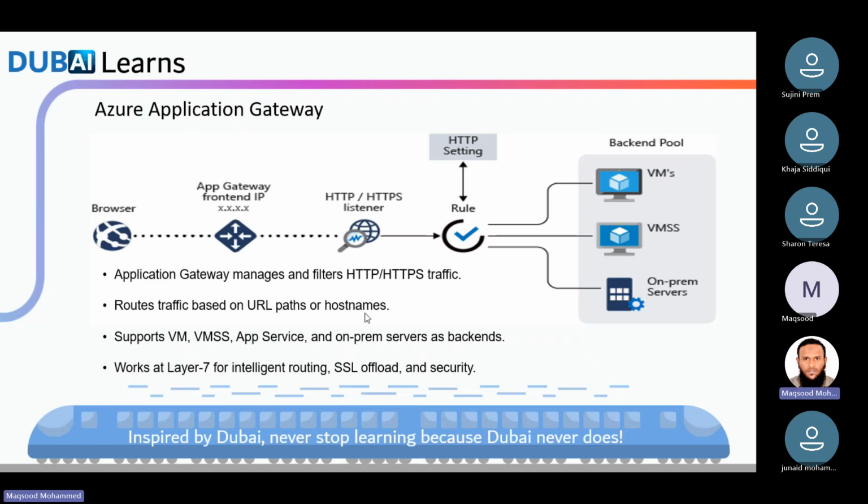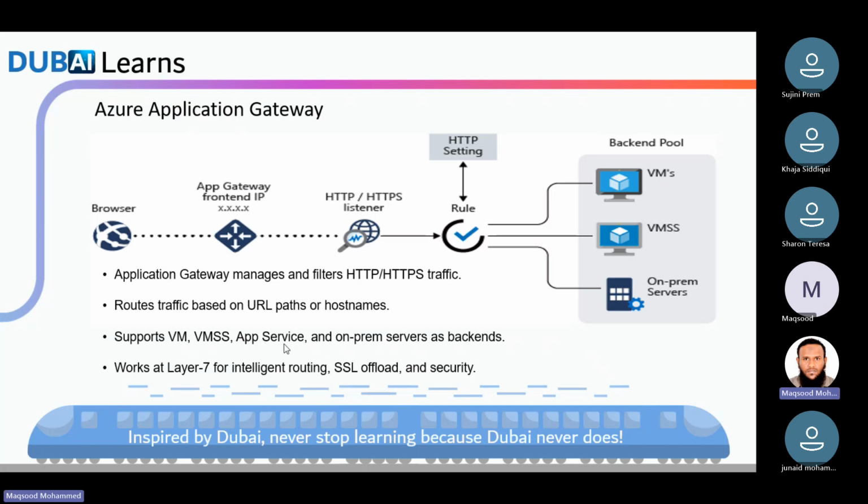So what is the difference here? Application Gateway manages and filters HTTP and HTTPS traffic, and routes traffic based on URL paths or host names. It supports VMSS. What is VMSS? Anyone? What does VMSS stand for? It stands for virtual machine scale set. I hope you remember we have seen creating a virtual machine scale set, which is done for scaling the resources. Application Gateway supports VMSS as a backend.